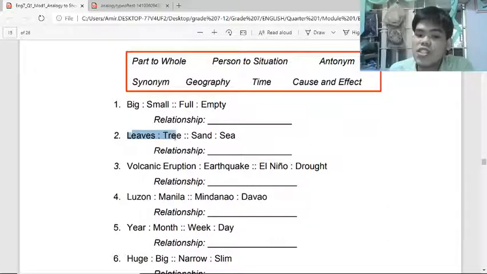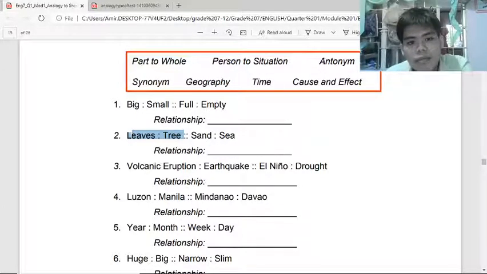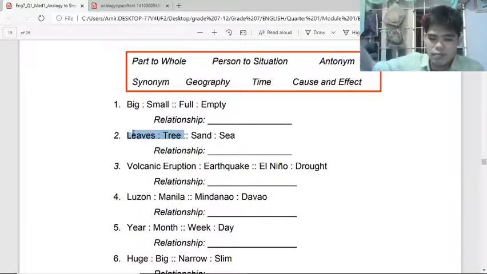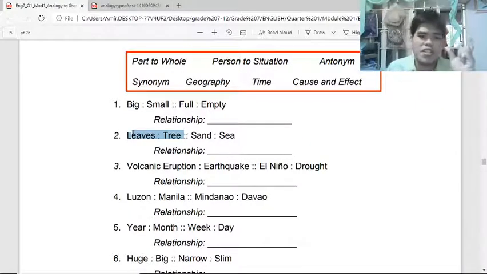Leaves is to tree and sand is to sea. Okay, so again, let's just look at one pair. Leaves is to tree. What do you think is their relationship? Are they the opposite meaning? Yes, they do not mean the same. They do not really mean the same. A tree is the big part, and the leaves are just small parts.